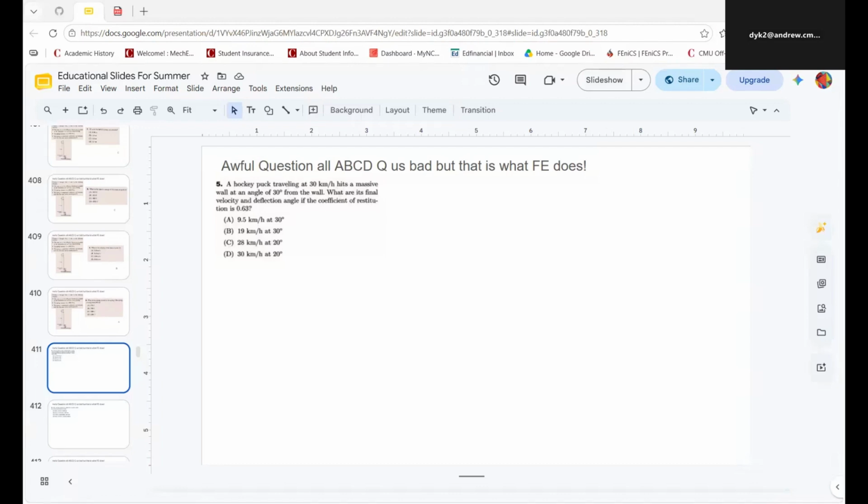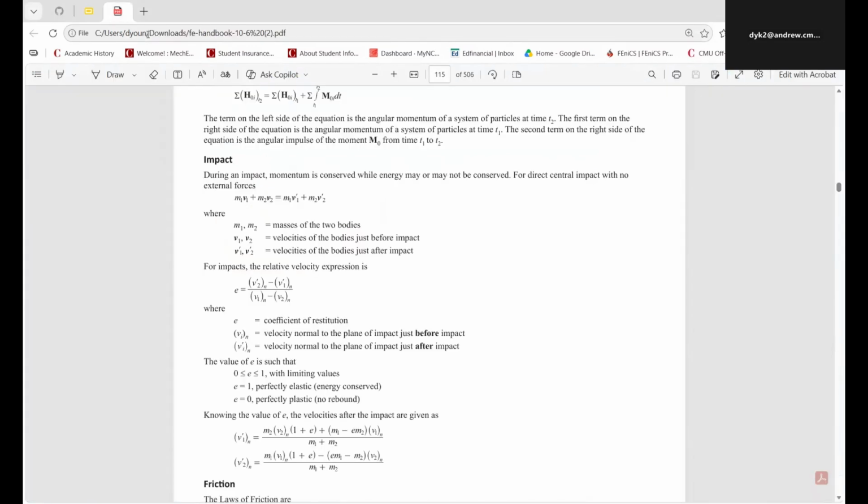So, a Pocky Hawk travels at 30 kilometers per hour, hits a massive wall at an angle of 30 degrees from the wall. What's its final velocity and deflection if the coefficient of restitution is 0.63? So you go over here, the coefficient of restitution e equals, minus the ratio of the final to initial normal velocities.